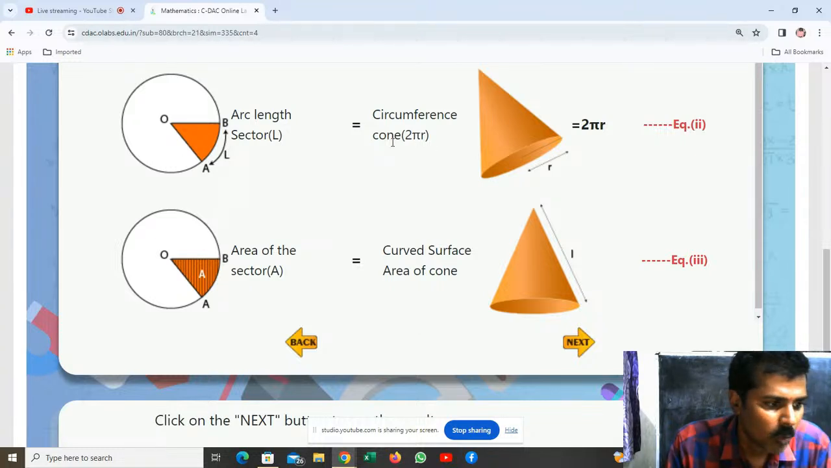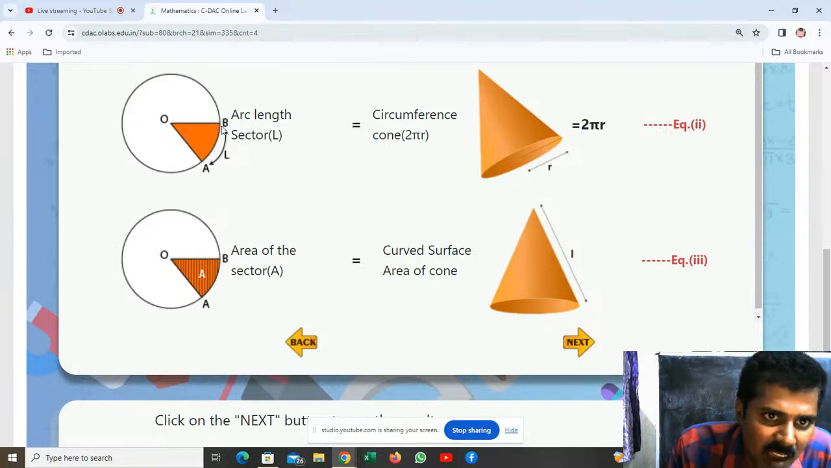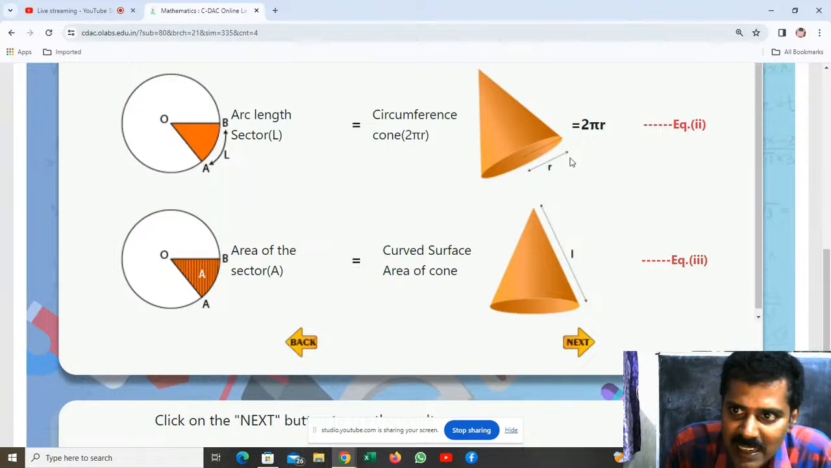That is nothing but 2 pi r. Once you apply this arc, whatever the arc I have taken, that arc becomes a circle here.